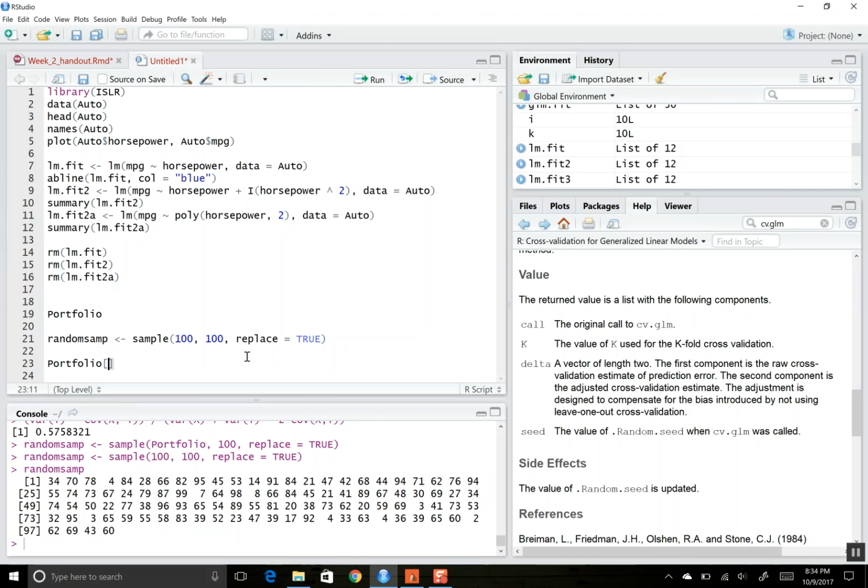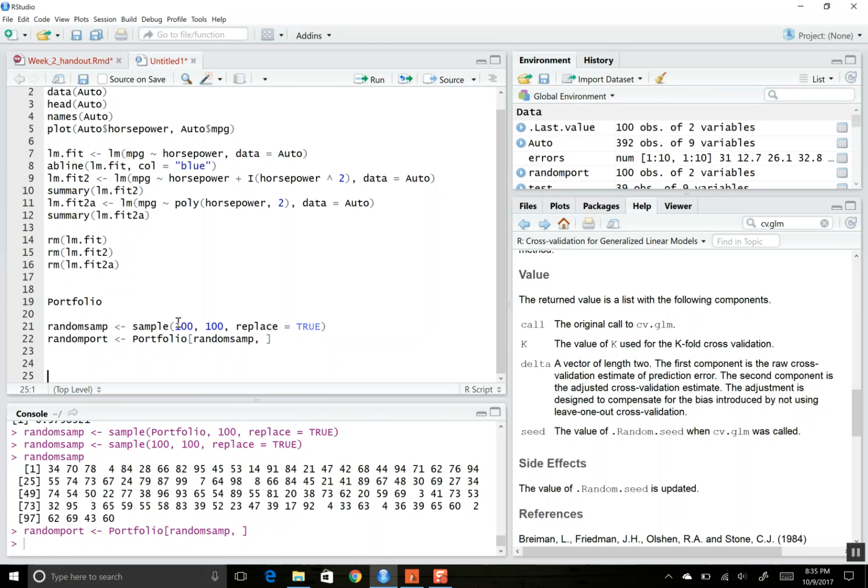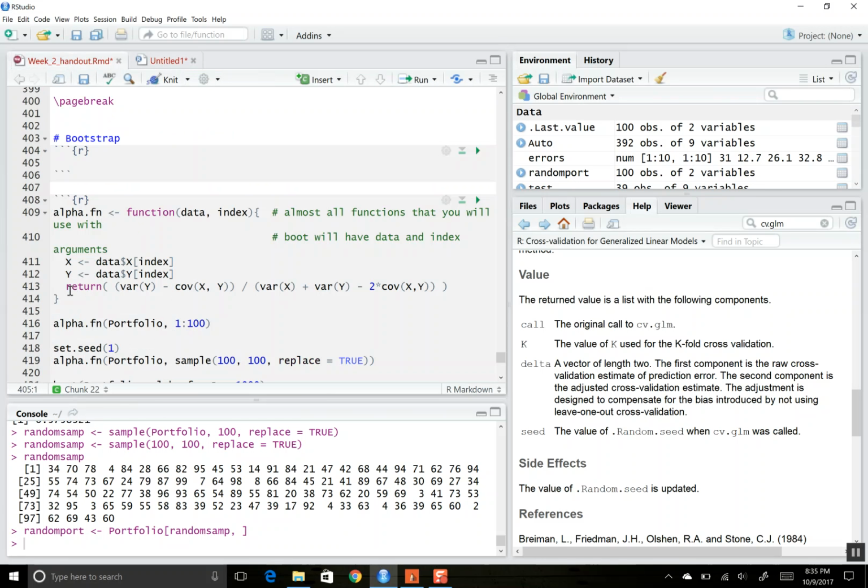And then I'm going to say, from portfolio, I'm going to subset this, and I want the rows that are specified by this vector random sample. Okay, so this is going to be kind of my random portfolio. And so here's my random portfolio, and then based on this, I want to calculate this sample statistic.